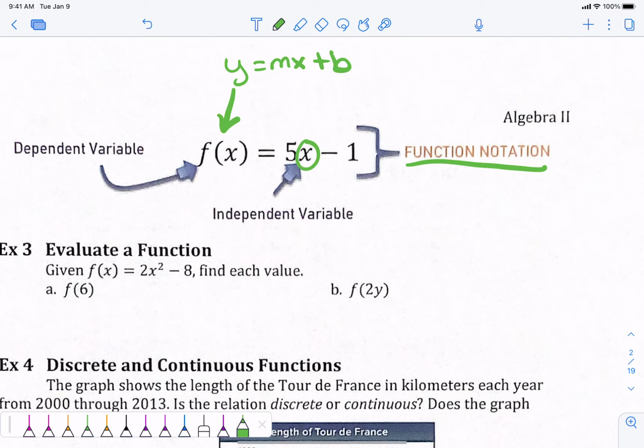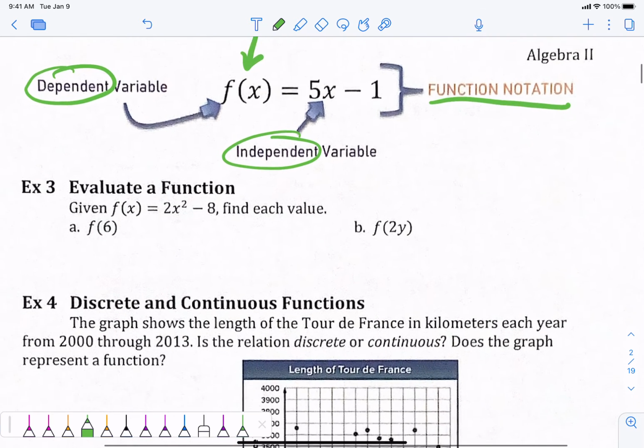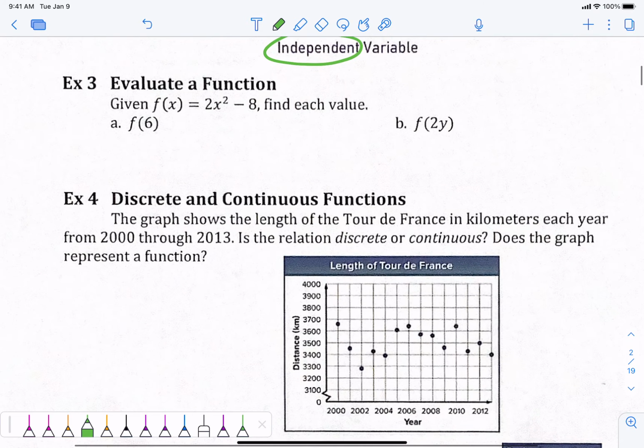X is the independent variable. We get to plug in anything we want for x, and then depending on what we plug in for x, the y will pop out something different, right? Normally the one that you plug in to the inside of the equation is going to be the independent one, and the one that pops out is the dependent one. So the benefit to calling it f of x instead of y, here's my example.